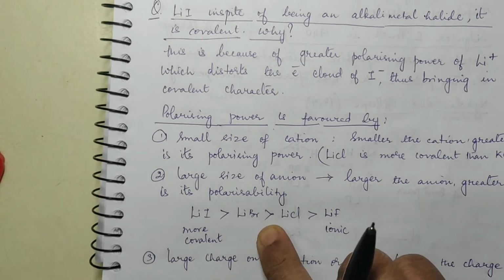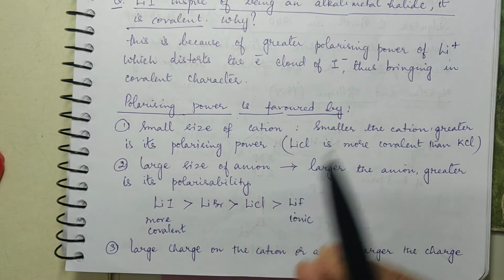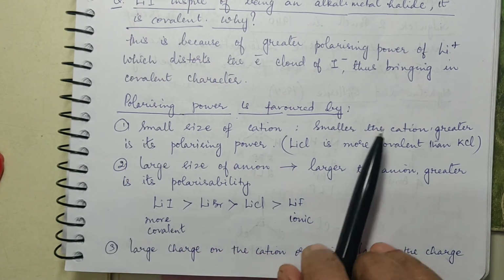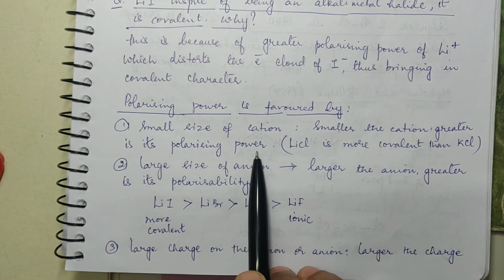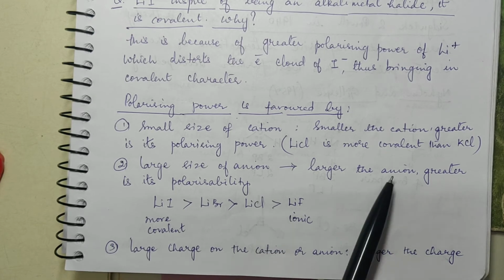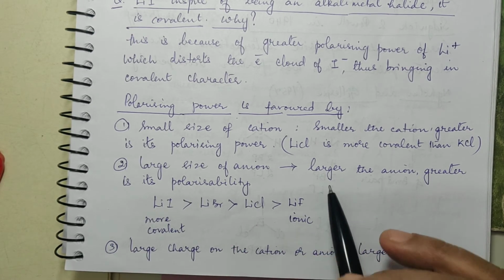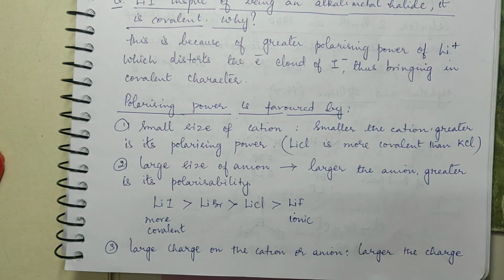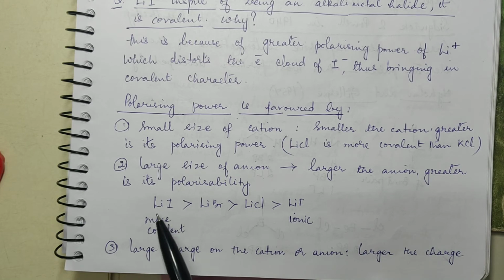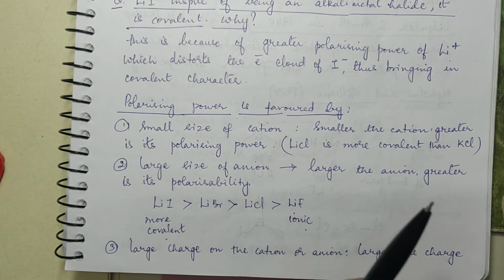Now this polarizing power is favored by what? Small size of cation. Smaller the cation, greater is its polarizing power. Large size of anion: larger the anion, greater is its polarizability. An anion gets polarized and a cation polarizes. So LiI is more covalent, LiF is highly ionic.